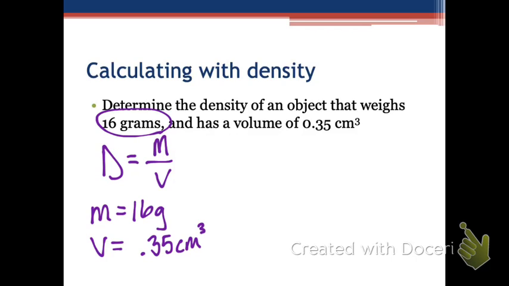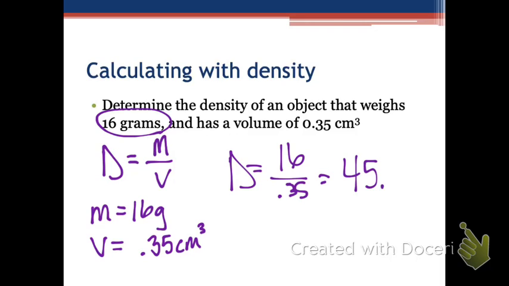0.35 centimeters cubed. That is my volume. Does the cubed on that have anything to do with the number? No, the cubed has nothing to do with the number. It is a cubed unit. So it has nothing to do with the number. You do not cube that. All right, so if I wanted to find density, I would take 16 divided by 0.35, and I would say that I have a density of what? 45 point what? 7? That's fine. And my units would be grams per centimeter cubed.